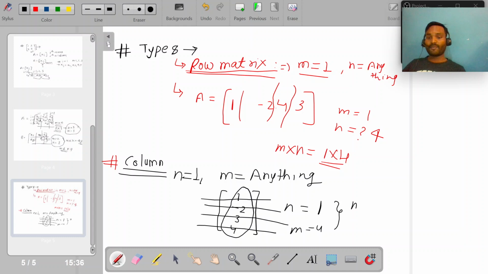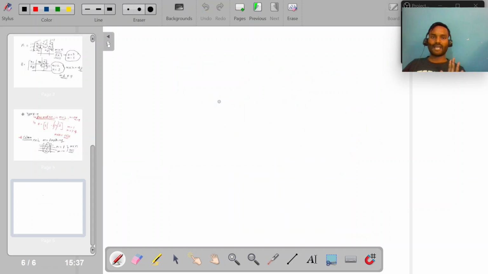If we write the order of this matrix, m is equal to 4 cross 1. So the order of this matrix is 4 cross 1, so this is a 4 cross 1 matrix. The number of rows is 4, the number of columns is 1. So in a column matrix, the number of columns should be 1 and the number of rows can be anything. Now we will go to the next type of matrix.